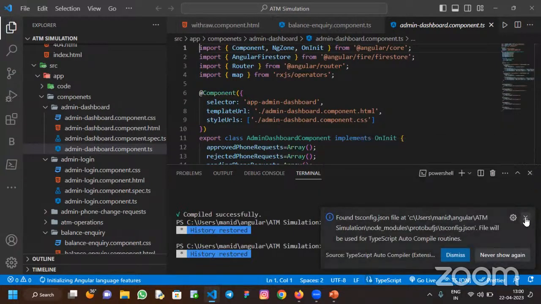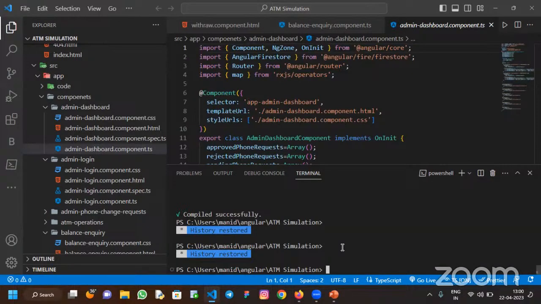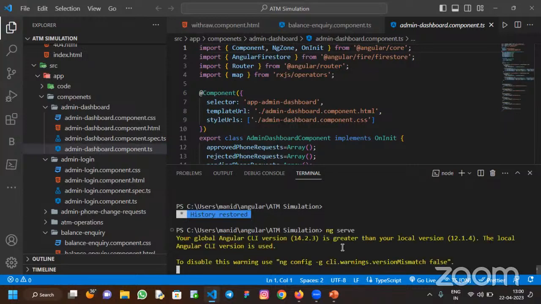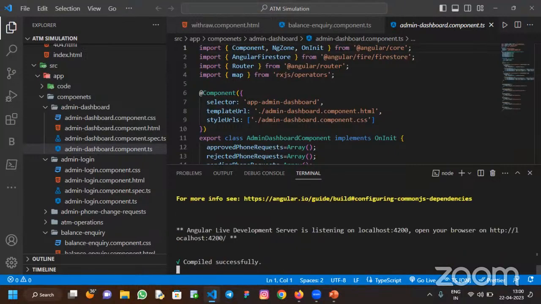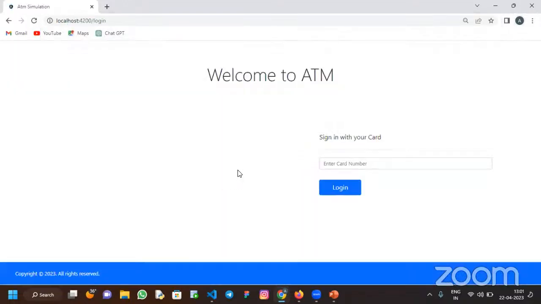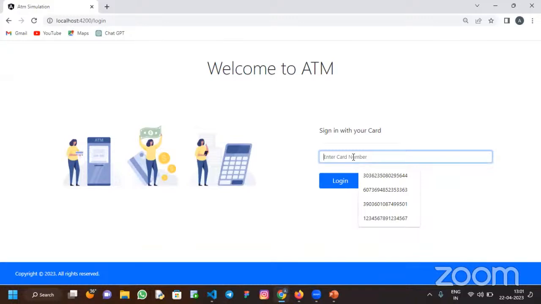So the point was, we were working on fake data, no real data. So this was the landing page, ma'am. Sign in with your card, so we have to write the card number. Yes, ma'am, I have generated one for my mobile number.